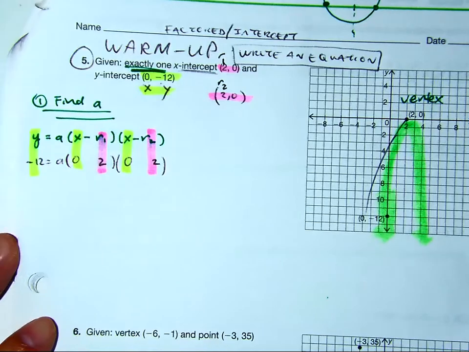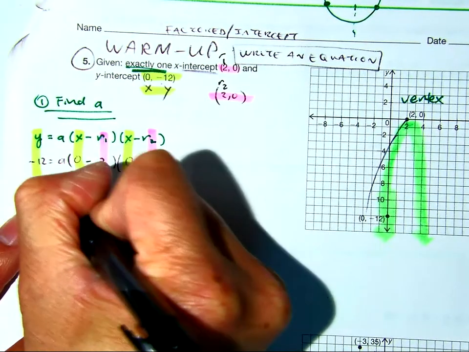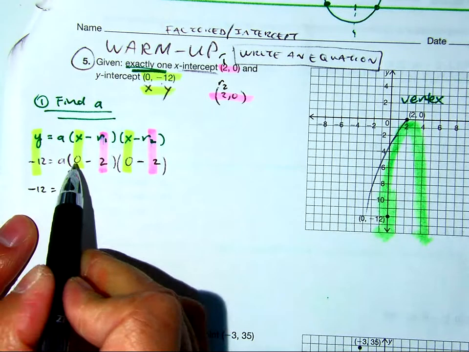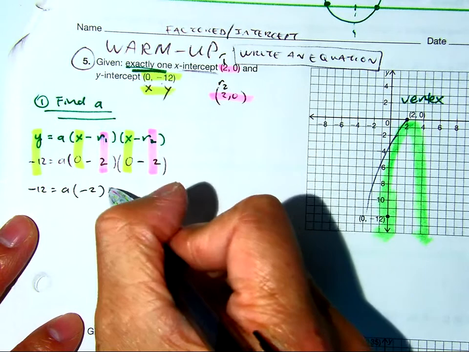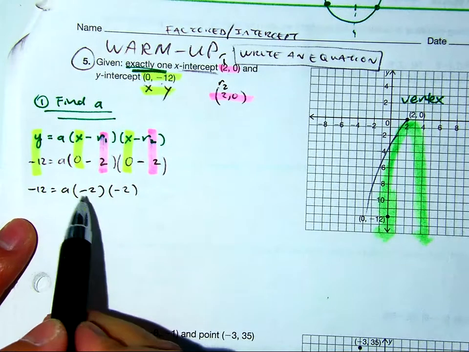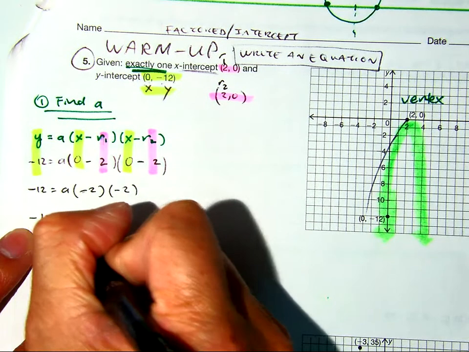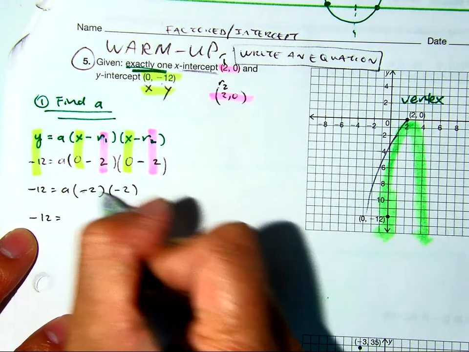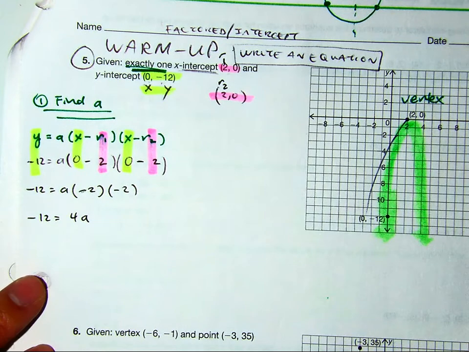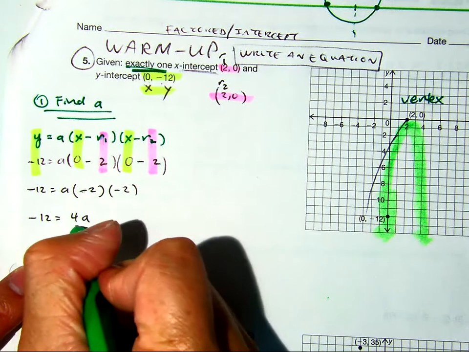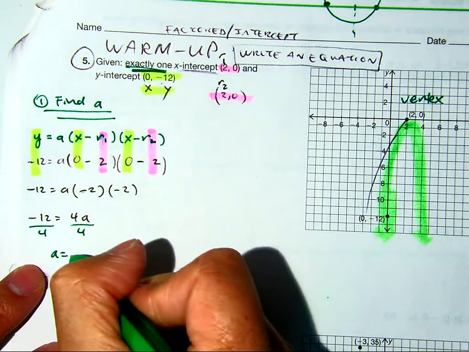And we're going to do the same thing as we've done before. We're just going to solve for a. So I have negative 12 equals a times (0 minus 2), which is negative 2, and (0 minus 2), pay attention, this does not say negative 2 minus 2, this is negative 2 times negative 2, which is positive 4, so a times 4, or 4a. I'm going to divide both sides by 4, and we get a to be negative 3.